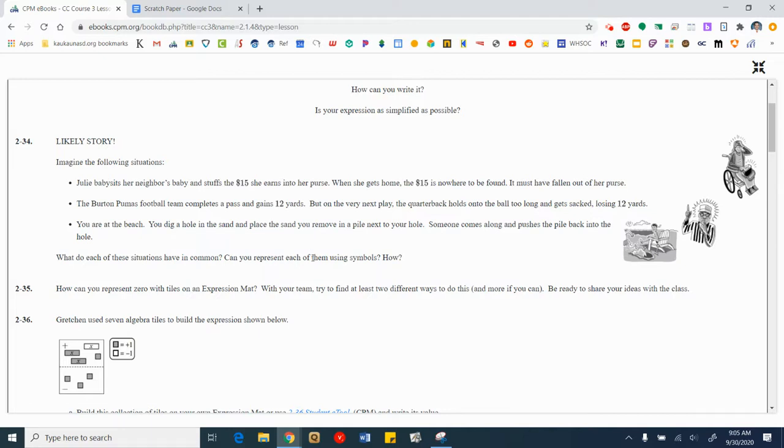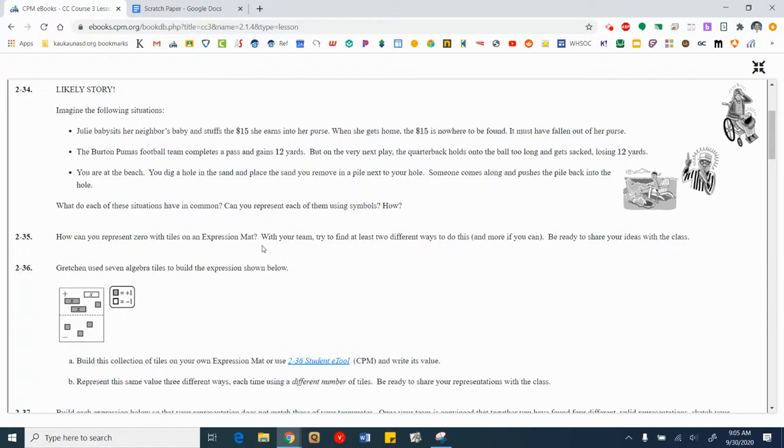So let's move on to 2.3.5. How can you represent 0 with tiles on an expression mat? With your team, try and find at least 2 different ways to do this, and more if you can. Be ready to share your ideas with the class. So you will not have a teammate, you will not be sharing with the class, but go ahead and see if you can come up with multiple ways using an expression mat.